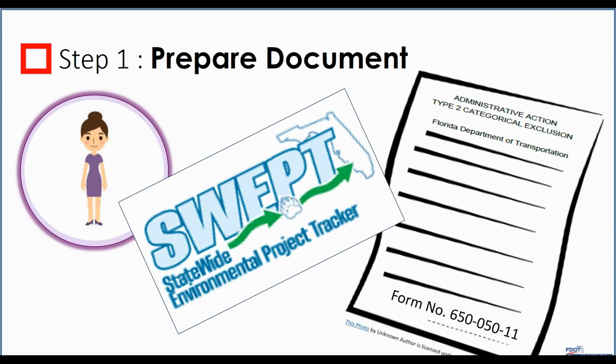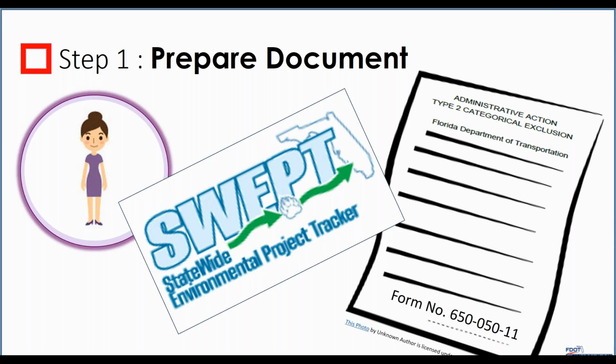For the purposes of this training, we are going to go ahead and assume we're creating a type 2 categorical exclusion. There is a template in SWEPT for the type 2 CE, so you can input all your project-specific information, and SWEPT will populate a PDF of the environmental document that you can then send to OEM for review. And reevaluations also have a template in SWEPT, and they follow the same approval process, but they're not technically an environmental document.